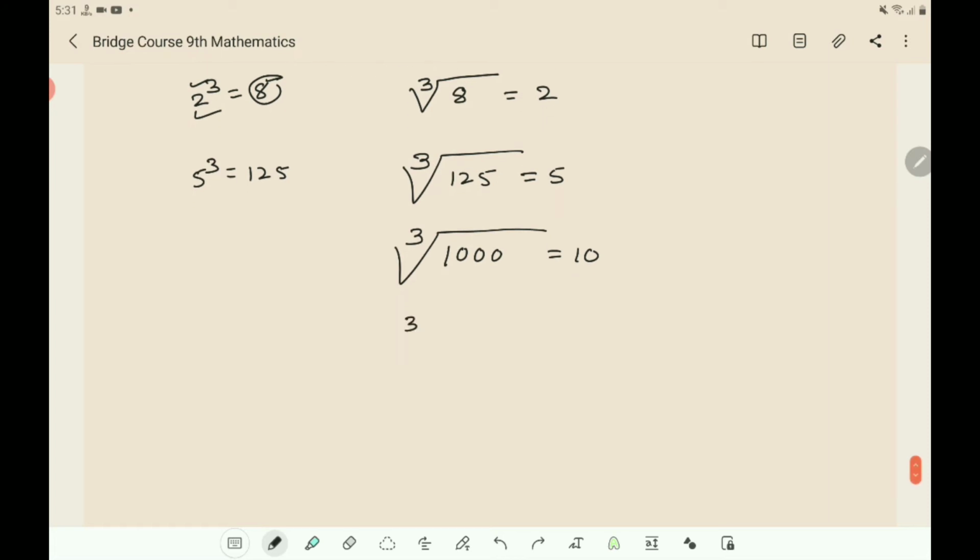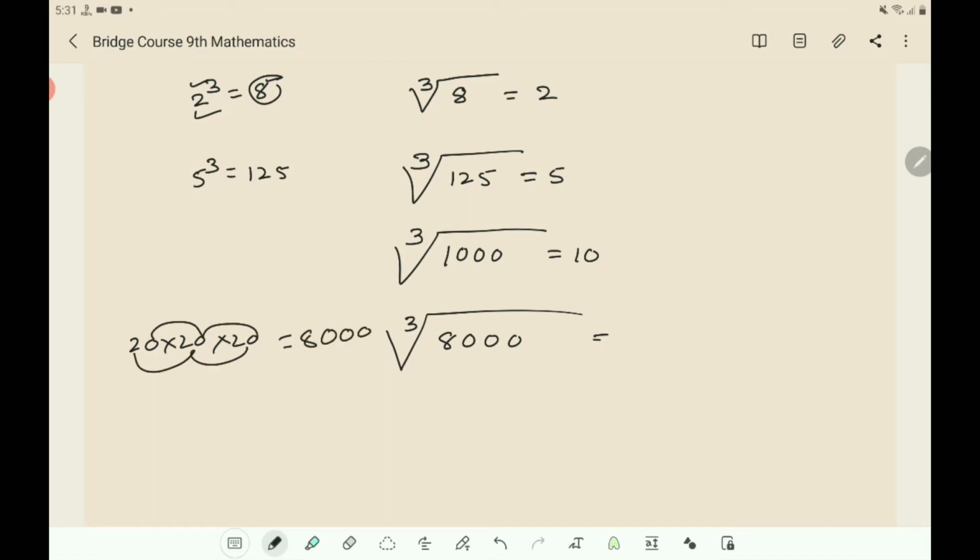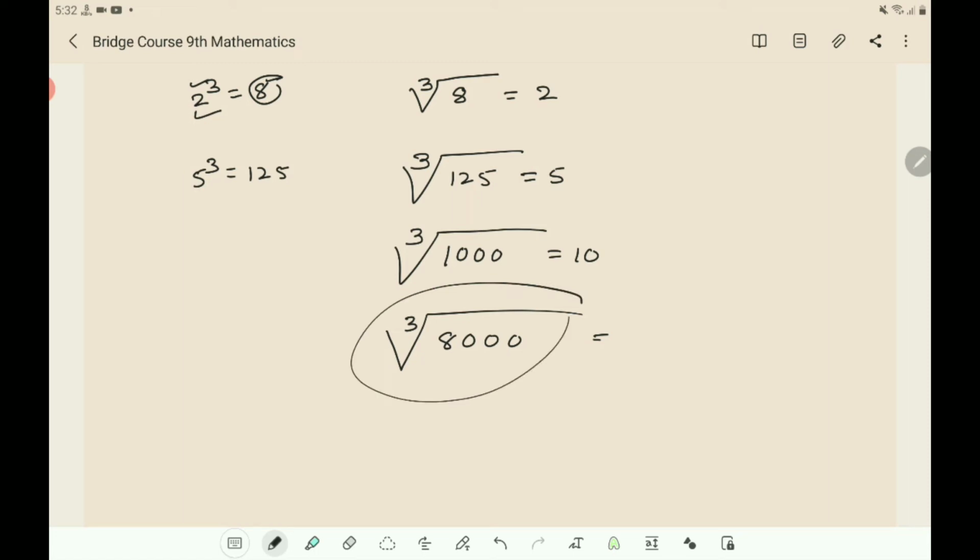Similarly, what is the cube root of 8000? Here you know the cube root of 8. And 8000 is a cube of 20. 20 into 20 into 20: 2 into 2 into 2 is 8, and here you must put 3 zeros. Therefore, 20 cube is 8000. Then what is the cube root of 8000? Cube root of 8000 is 20.